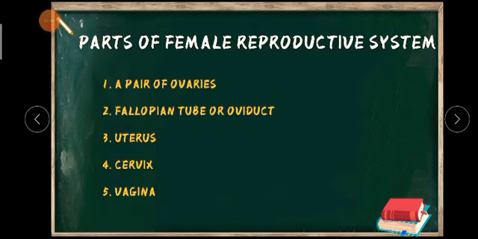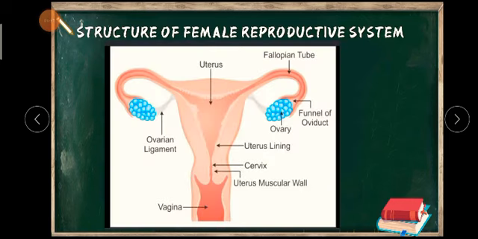For better conceptual understanding, note down the different parts of the female reproductive system: a pair of ovaries, fallopian tube or oviduct, uterus, cervix and vagina. Don't confuse cervix and vagina. The cervix is the portion where the uterus becomes narrow, and it goes out towards the outlet, which is the vagina. The vagina is the portion through which a woman gives birth to the baby in a normal delivery rather than a C-section delivery. Is it clear?